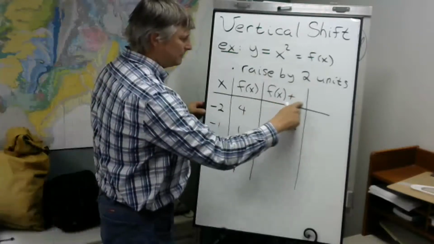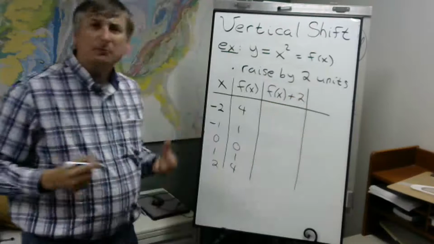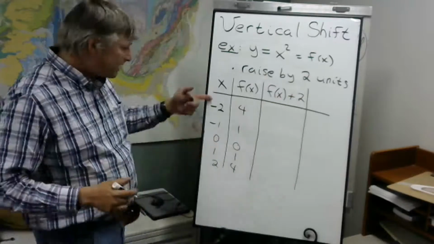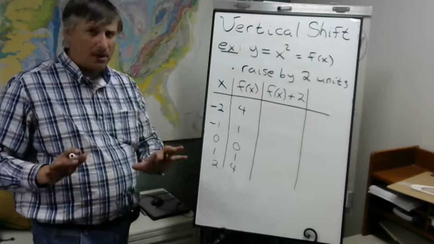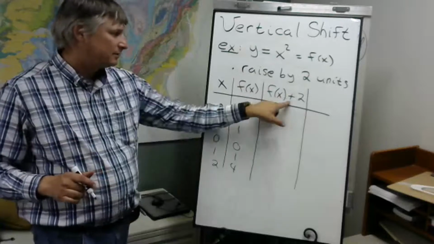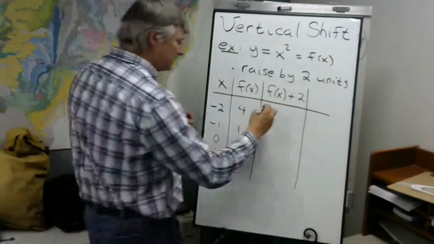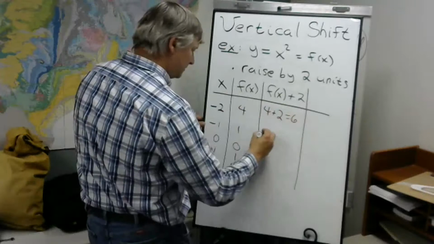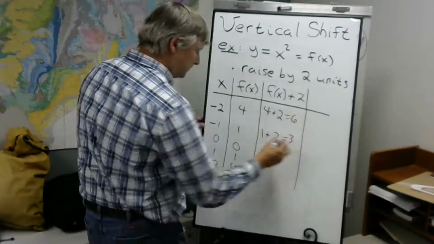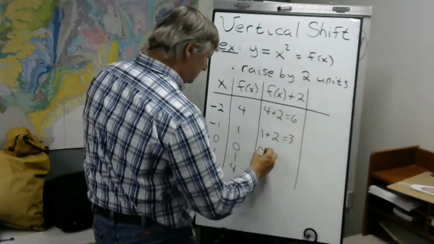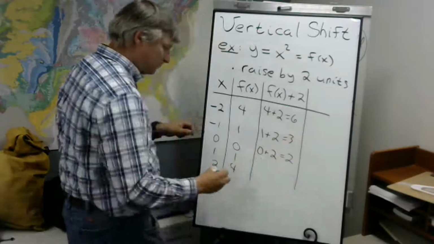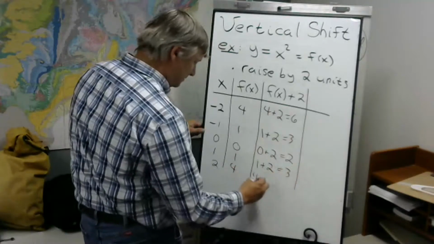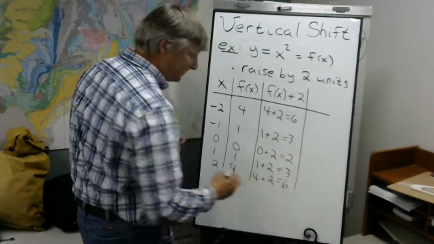Now, we actually did have a number for c. It was 2. So if we're going to shift everything up by 2 units, we're not going to change the x's. Those are going to stay the same. But f of x, we're going to add 2 to it. So we get 4 plus 2 is 6. 1 plus 2 is 3. 0 plus 2 is 2. 1 plus 2 is 3. 4 plus 2 is 6.